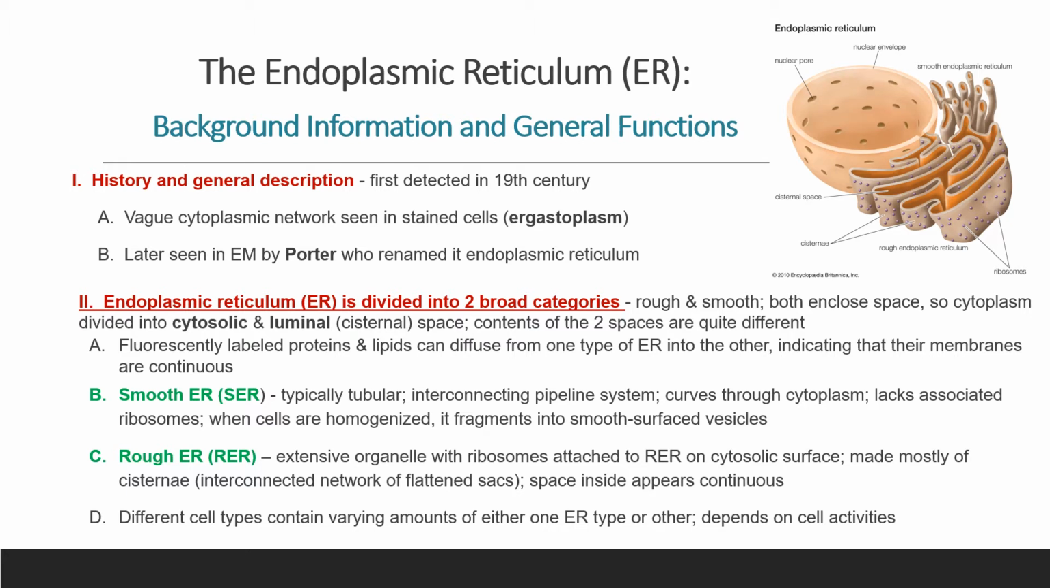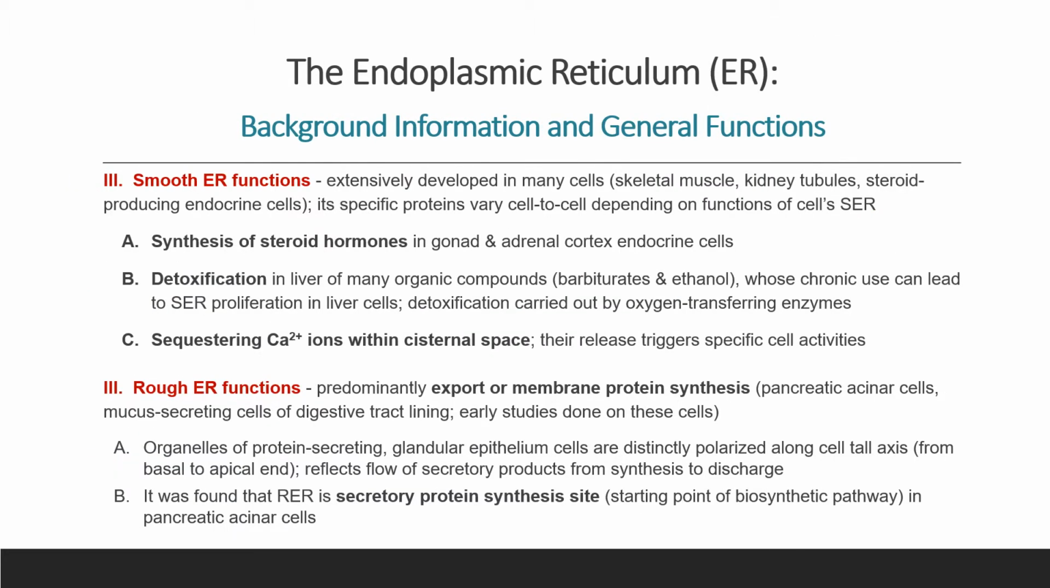On the other hand, the rough endoplasmic reticulum is an extensive organelle with ribosomes attached to its cytosolic surface. It is made mostly of cisternae, and the space inside appears continuous. Different cell types contain varying amounts of either ER type, depending on the cell activities being performed. The smooth ER is extensively developed in many cells, and its specific proteins vary from cell to cell depending on the functions of the cell's smooth endoplasmic reticulum.